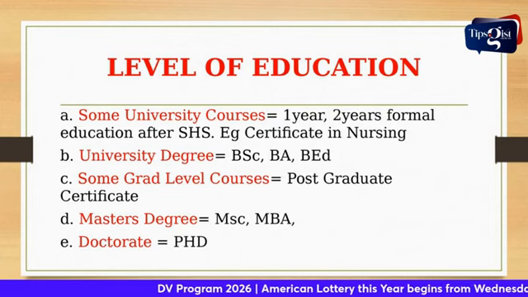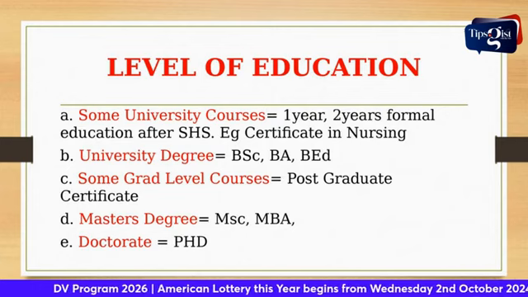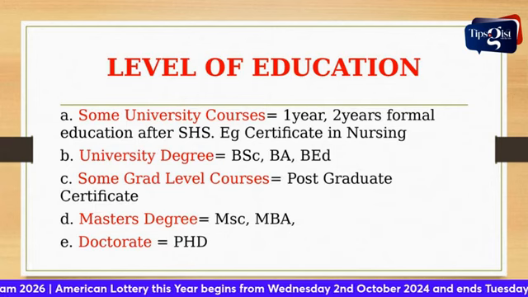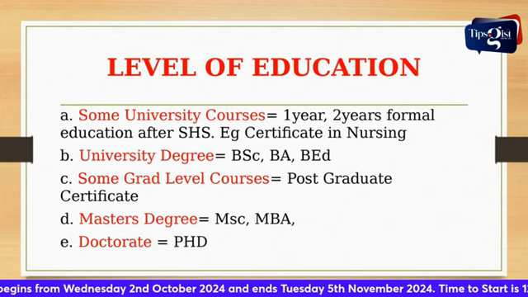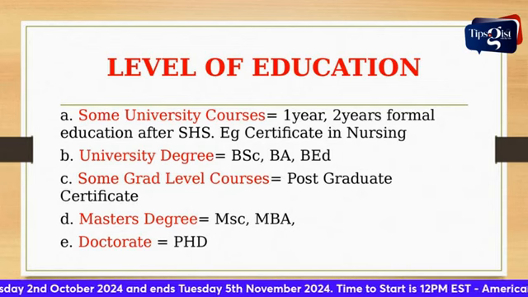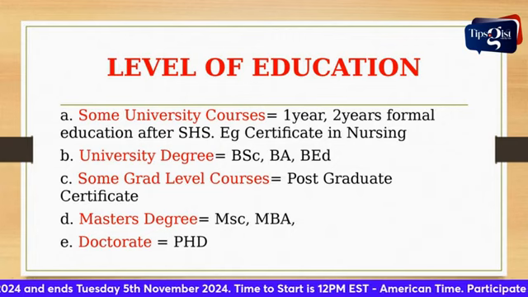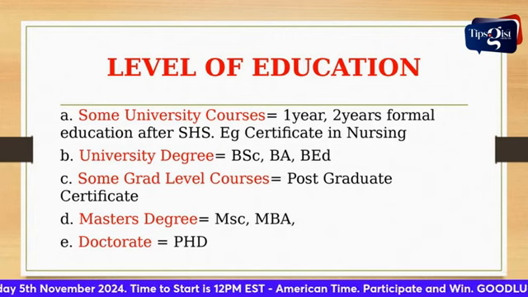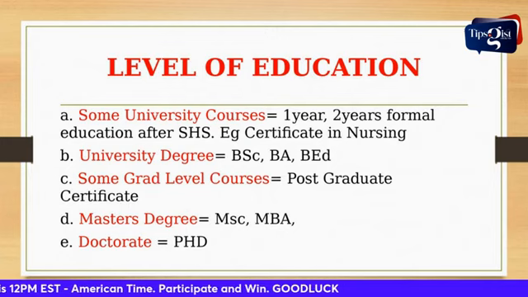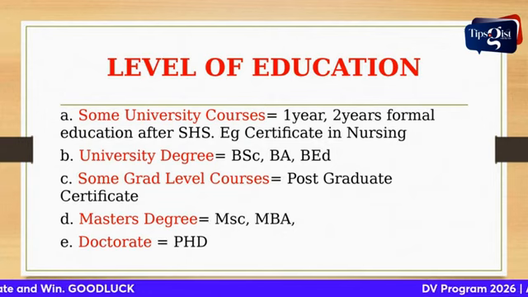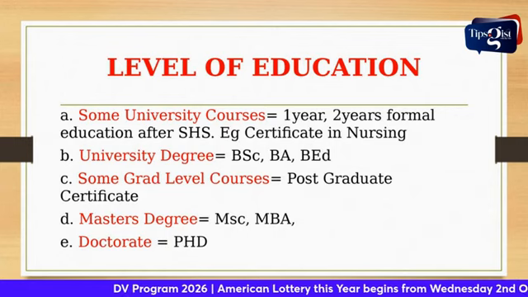Some university courses are for people with a certificate, diploma, or HND. So after secondary school, if you schooled for 1 year, 2 years, or 3 years of formal education that is not vocational, then it is some university courses. An example is a certificate in nursing. Those of you schooling 2 years in Ghana, 2 years nursing, a certificate in nursing, or a 3-year diploma in nursing, or a 3-year diploma in teaching education, or any program that you went to do, yours is some university courses.